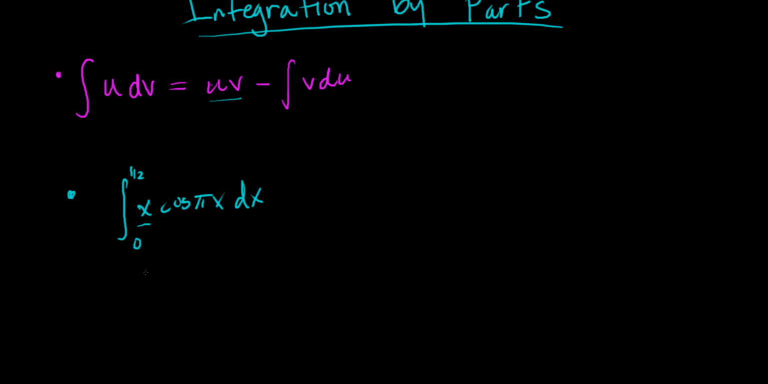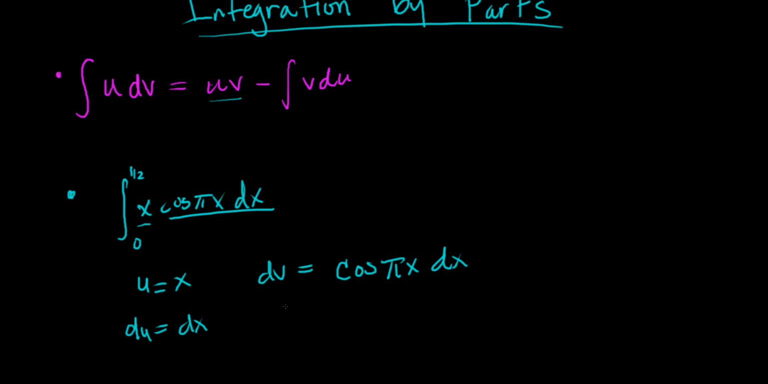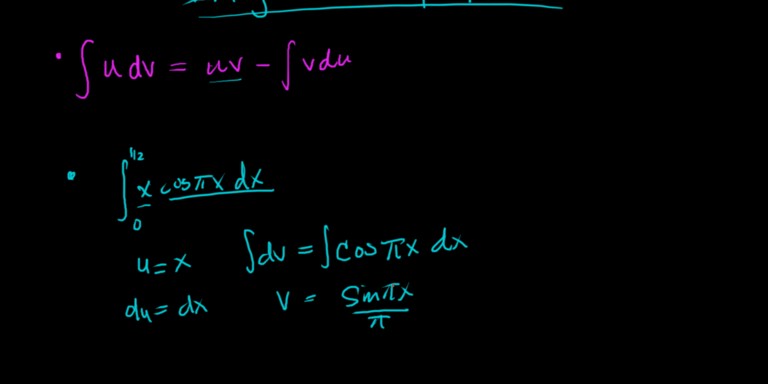Okay, so let's let u equal x, and let's let dv be everything else. If u's x, everything else has to be dv. So that would be cosine of pi times x dx. So then du is simply dx. dv, when you integrate it, gives you v. When you integrate cosine of pi x, well, that's sine of pi x over pi. If you've been watching these videos, you should know why that is.